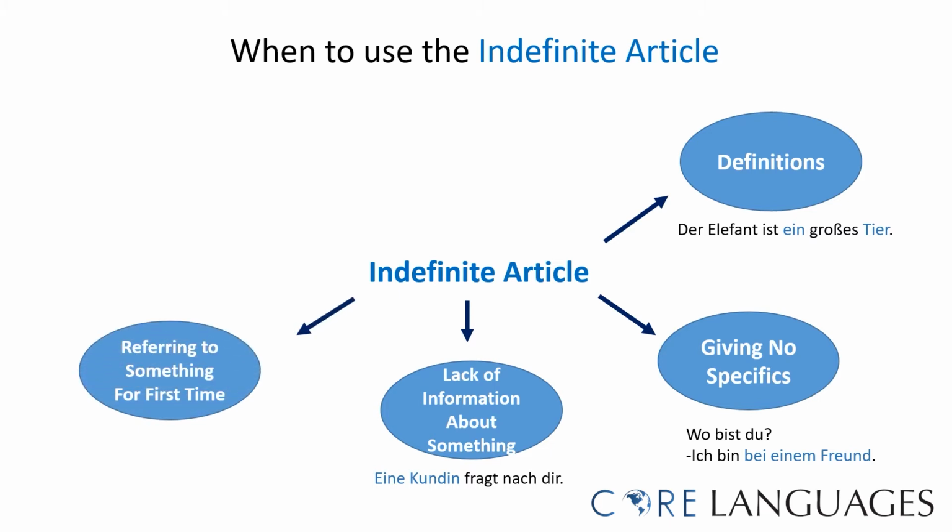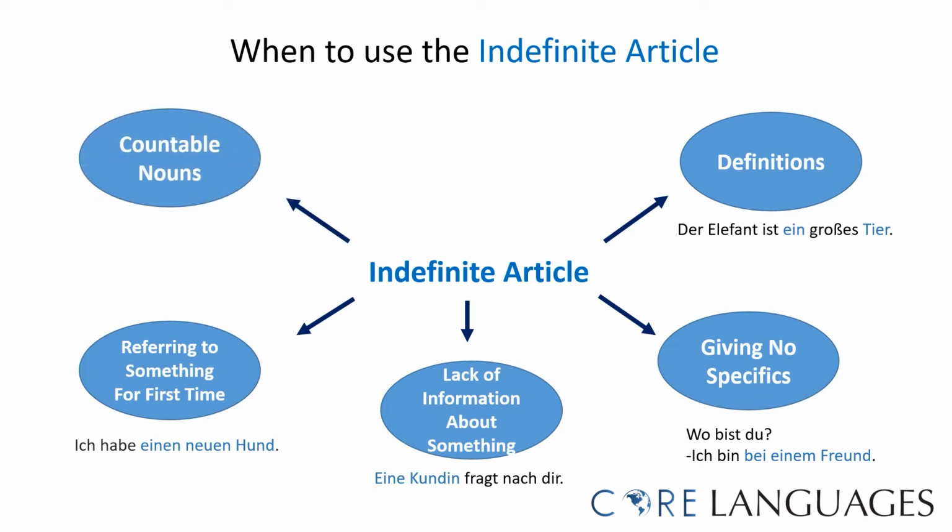We also use the indefinite article when referring to something for the very first time. For example, ich habe einen neuen Hund. I have a new dog. In this example, we have not mentioned the dog before, so we need to use the indefinite article ein. Hund is a masculine noun, and in this example, the dog, or a dog, is in the accusative case, so we say einen.